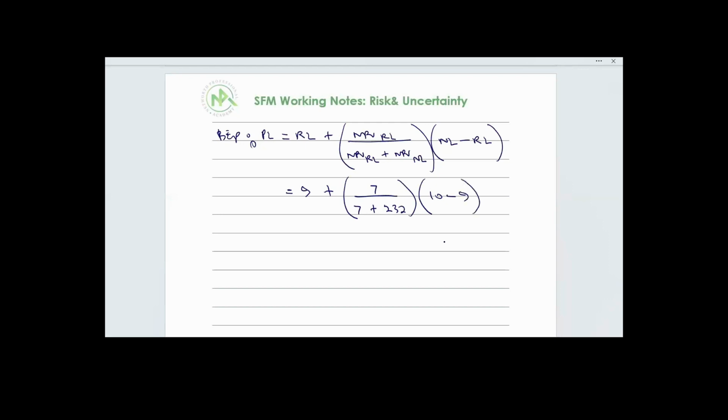Therefore, 7 divided by 239, multiplied by 1, equals 0.03, plus 9, that's 9.03 years. That represents the break-even point of product life.